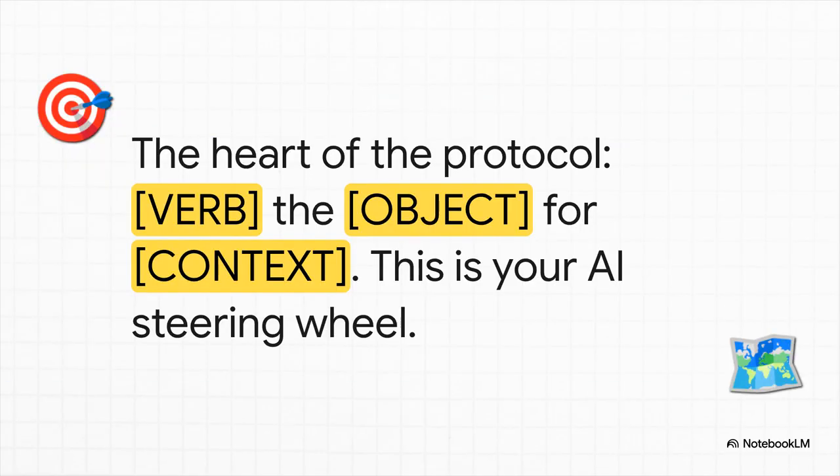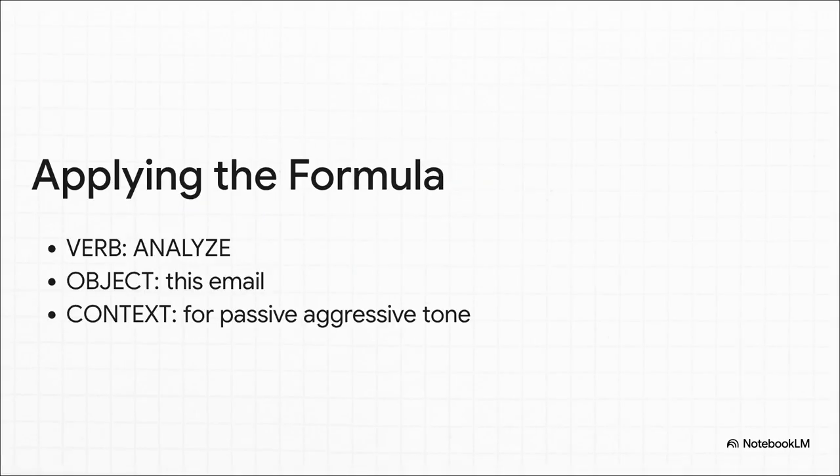Now, the most important part of that whole protocol is step 3, the map. And at its heart is this incredibly simple formula with just 3 parts: verb, object, and context. You're telling the AI exactly what to do, what to do it to, and why or how to do it. Let's see how this works. Instead of asking, hey, do you think this email sounds kind of passive-aggressive? You command it. The verb is analyze. The object is this email. And the context? For passive-aggressive tone. See how clear that is? There is zero room for the AI to get confused or start a conversation.